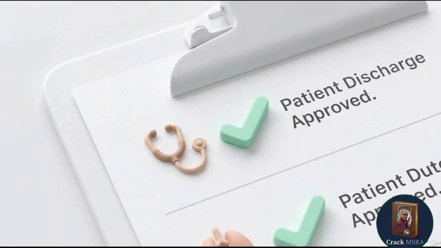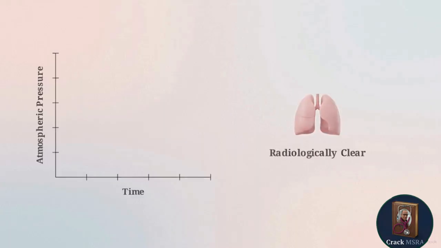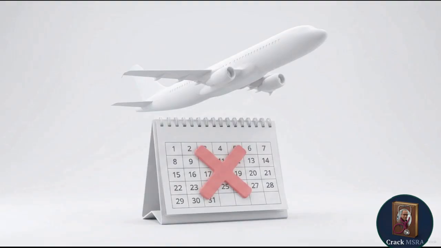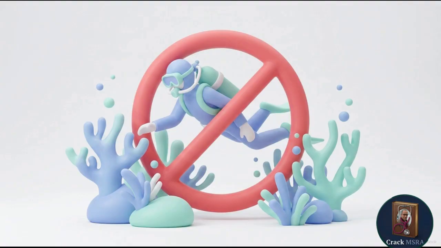Before a patient can be discharged, they must show complete clinical recovery, a stable chest X-ray, and pass a 4-hour observation period after their chest drain is removed. Even with a clear X-ray, the lung remains vulnerable to changes in atmospheric pressure. Patients are advised to wait 1 to 2 weeks before flying and to avoid driving until they are no longer in pain. For recreational scuba diving, the British Thoracic Society indicates a permanent, lifelong contraindication following any spontaneous pneumothorax.